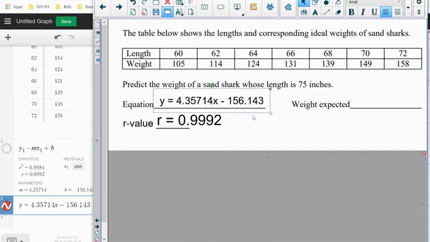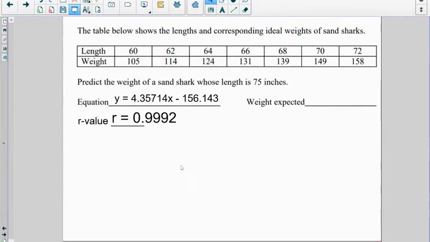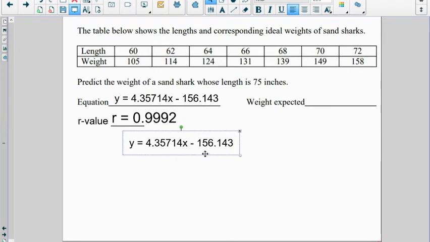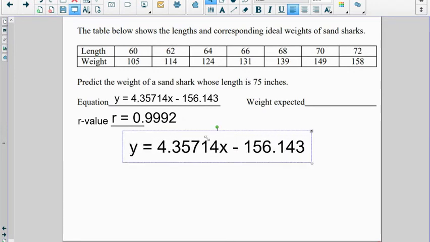So what we're going to do is take this equation and replace the X with the number 75. So notice I took my equation, 75 inches is the length, that's my X value, so I replaced it with 75, and now I'm just going to use a calculator to do the math on this. It's going to tell me what the expected Y value or the weight of the shark would be.